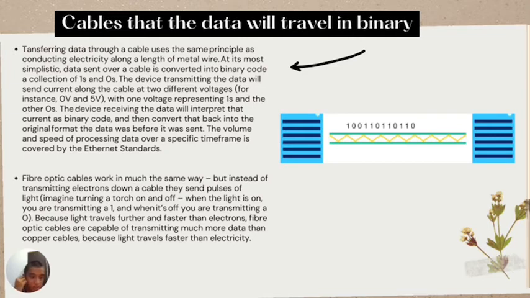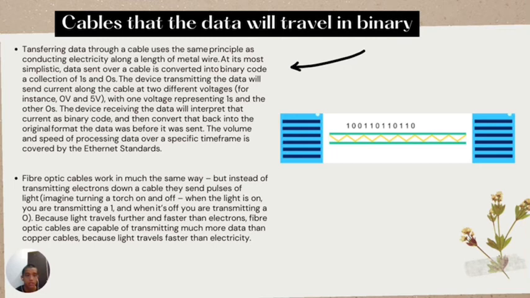For instance, 0 volt and 5 volt, with one voltage representing 1s and the other 0s. The device receiving the data will interpret the current as binary code and then convert that back into the original format the data was in before it was sent. The volume and speed of processing data over a specific time frame is covered by the Internet standards.